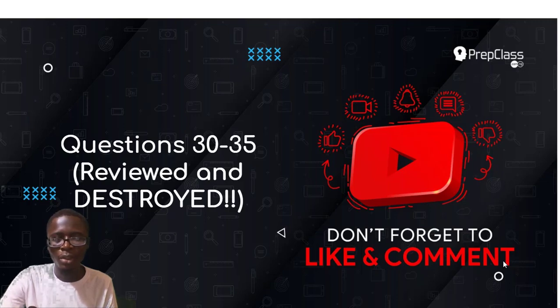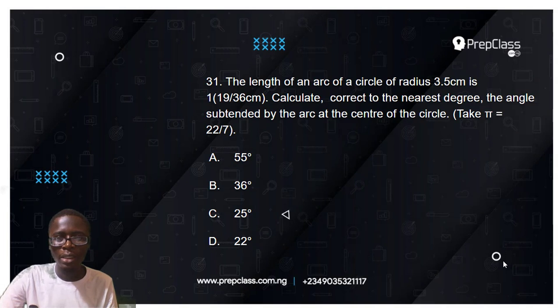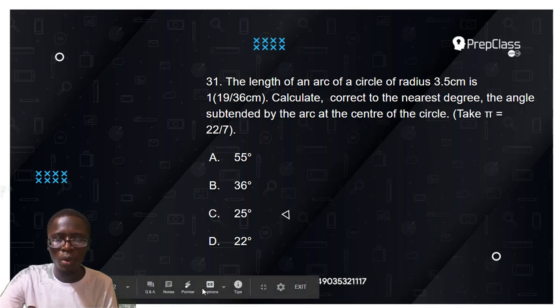Okay, going to our question number 30. It says the length of an arc of a circle of radius 3.5 centimeter is 1 whole number 19 all over 36 centimeter. Calculate, correct to the nearest degree, the angle subtended by the arc at the center of the circle. Take pi to be equivalent to 22 all over 7.